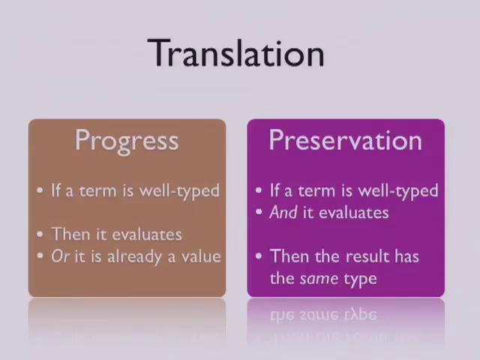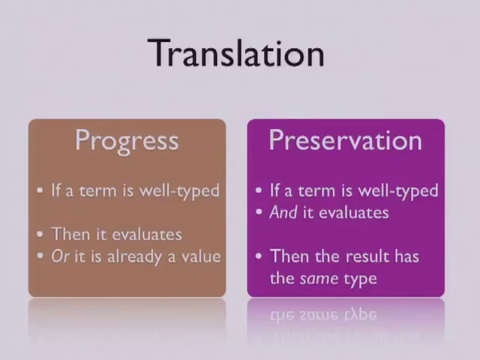It's through progress. Preservation is the other side of this, and it's also very, very important. So preservation says that if a term is well typed and it evaluates, so we're assuming case one of progress, then the result has the same type that we had when we started.